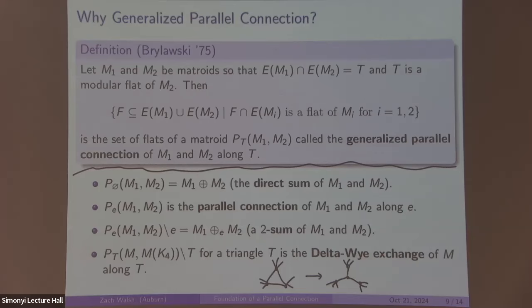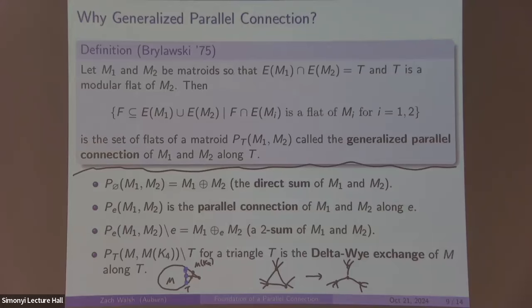Is this delta Y exchange invertible? Yeah, thank you. It is also invertible. It's invertible via duality. Maybe I'll draw a picture now. What's happening is I have some matroid M with a triangle T. I'm gluing on a copy of K4, which looks like this. Okay, so this is K4. And then I'm deleting the triangle.